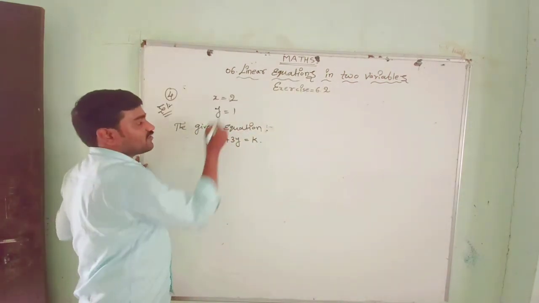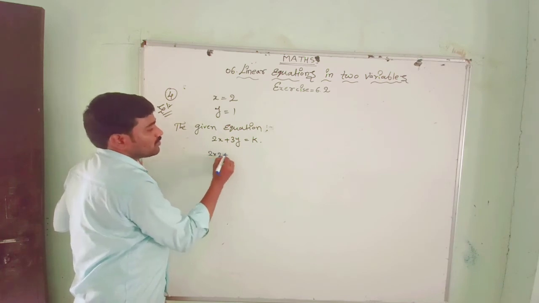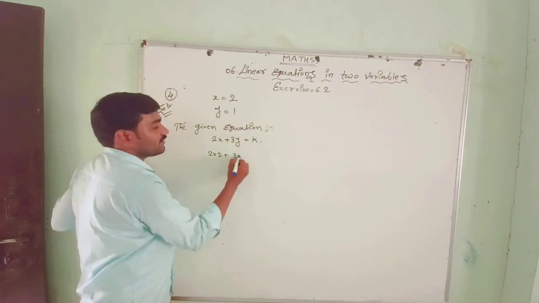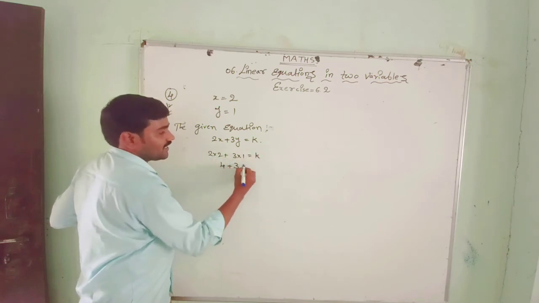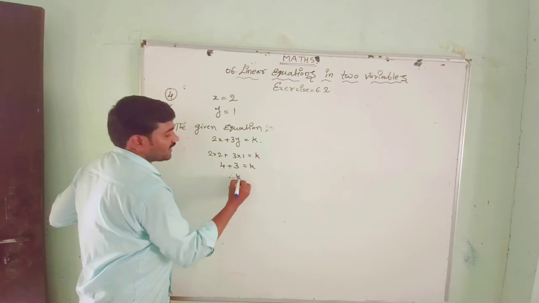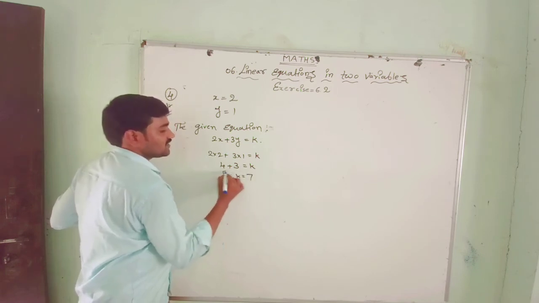Let us find out the k value. We will put 2 into x and 1 into y: 2 into 2 plus 3 into 1 equal to k. 2 2s are 4 plus 3 1s are 3 equal to k. Therefore k equal to 4 plus 3 is 7.